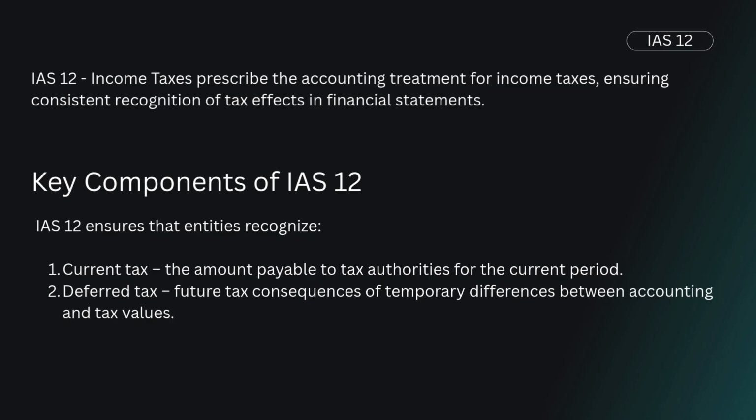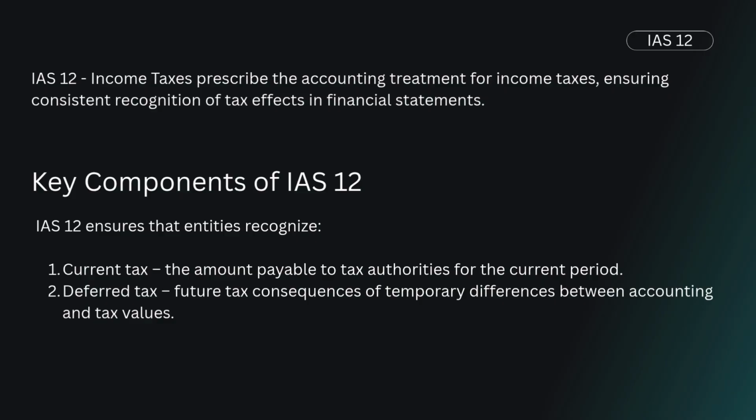IAS 12 Income taxes prescribes the accounting treatment for income taxes, ensuring consistent recognition of tax effects in financial statements. Key components of IAS 12 are current tax and deferred tax. IAS 12 ensures that entities recognize: 1. Current tax, the amount payable to tax authorities for the current period.